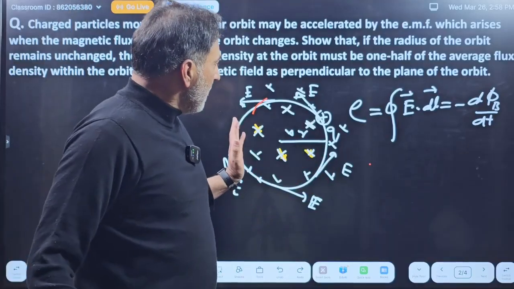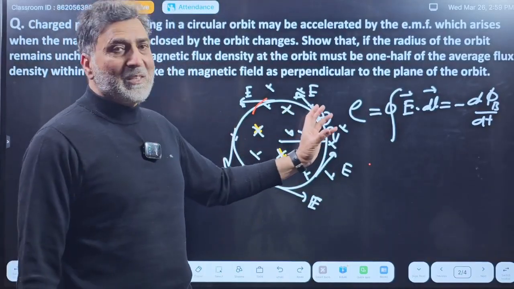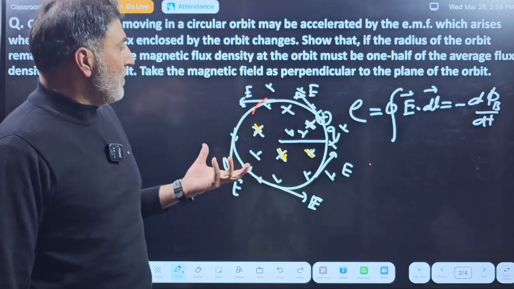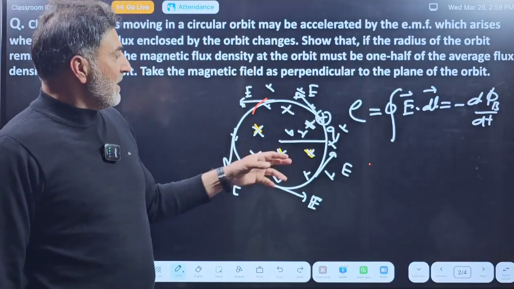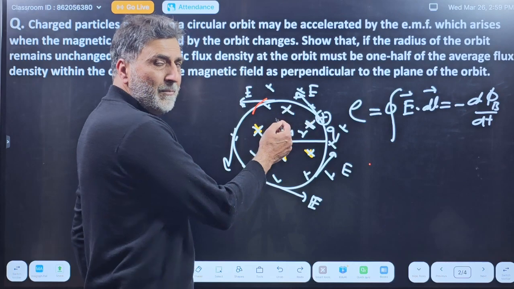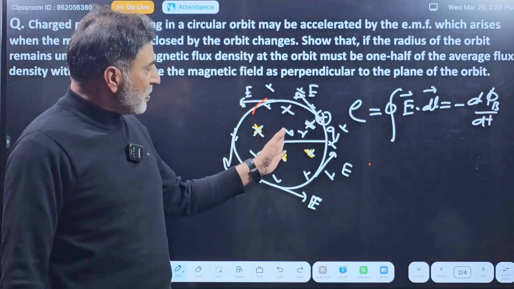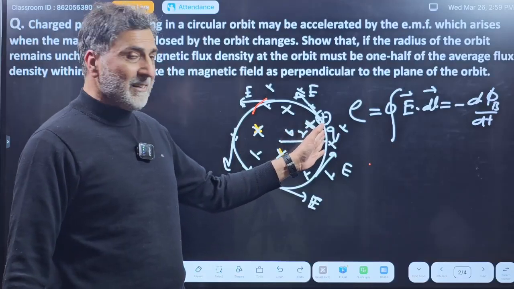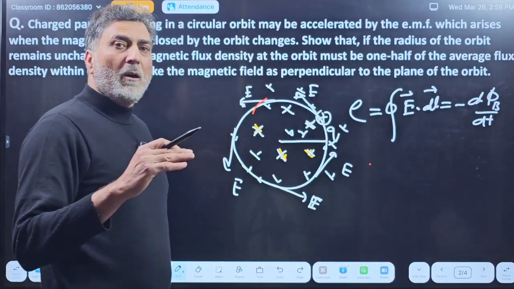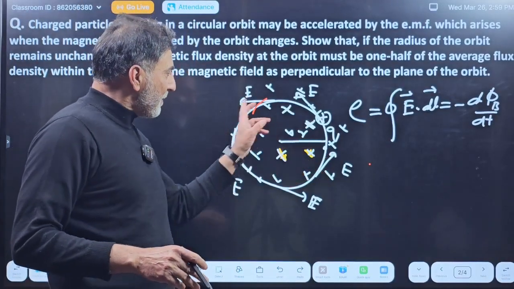So what should we do, or what should be the mechanism or the configuration of this magnetic field so that the orbit of the circle remains fixed? That's what the problem is. The orbit should remain fixed, and the magnetic field which changes in time also should change in space. It should change with position also. That means magnetic field should change with position when we go away from the center. So the magnetic field on the periphery of the circle, what should be its relationship to the average magnetic field inside the circle?